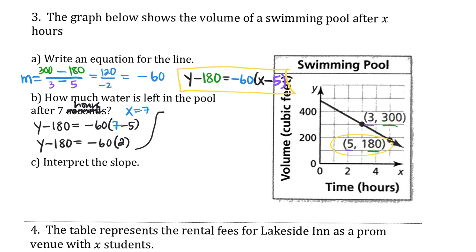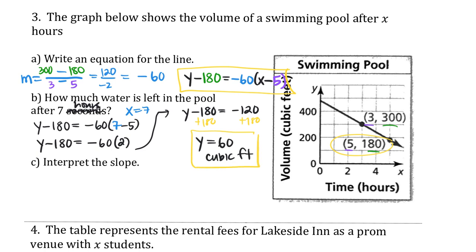Okay, let me keep going. y minus 180 equals negative 60 times 2, negative 120. Okay, now I can add the 180 over. And I get y equals 60, and the units on the y-axis are cubic feet. So there are 60 cubic feet of water left in the pool after 7 hours, which doesn't seem like much, but I don't know anything about pools.